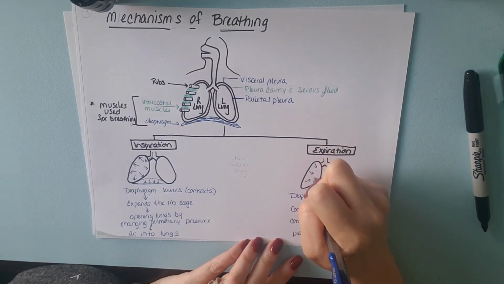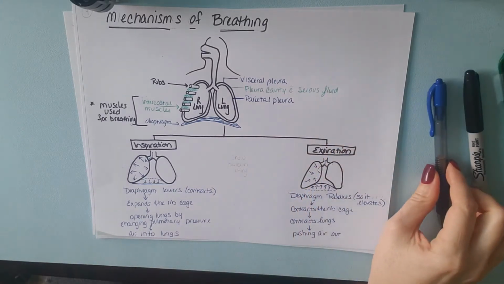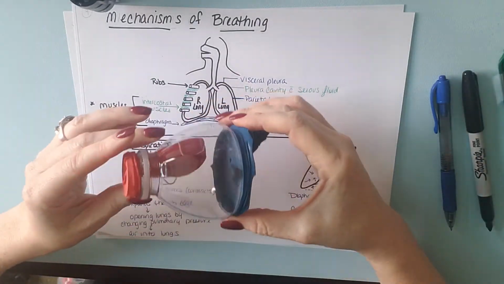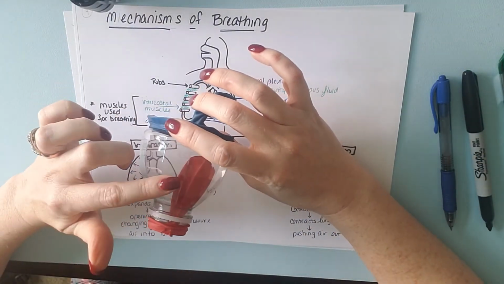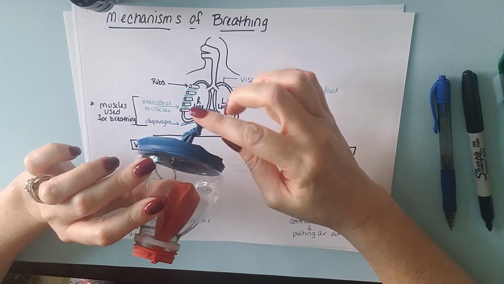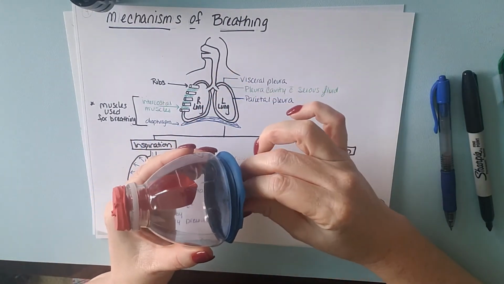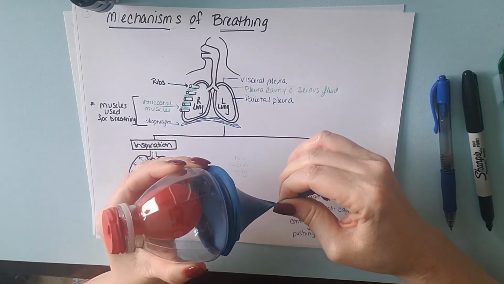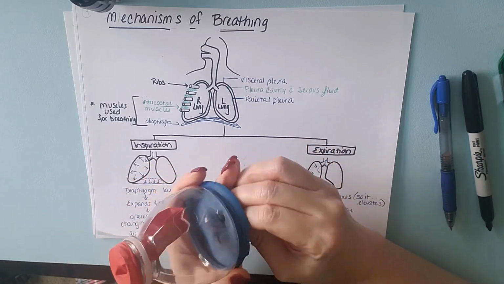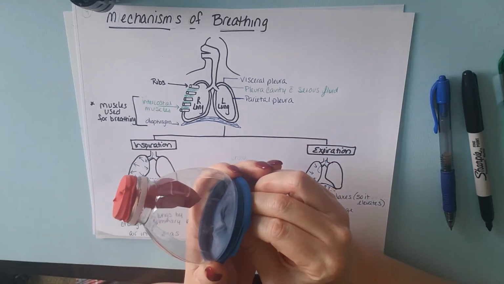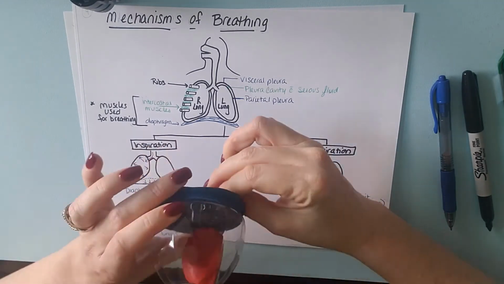So I made this beautiful little tube, okay, out of a water bottle and balloons. This blue part is the diaphragm, and the red is the lungs. When you pull the diaphragm down, the lungs inflate. I moved it in different directions because I couldn't tell where you could see it or not.